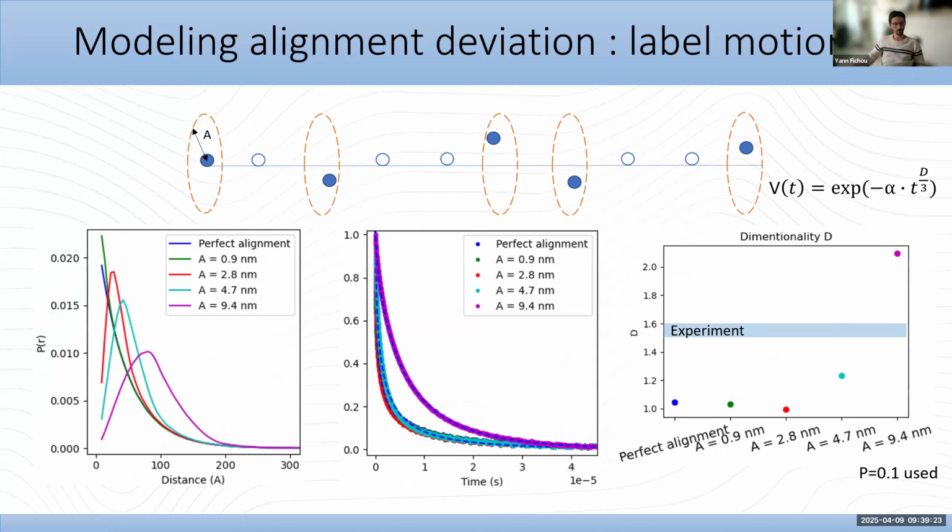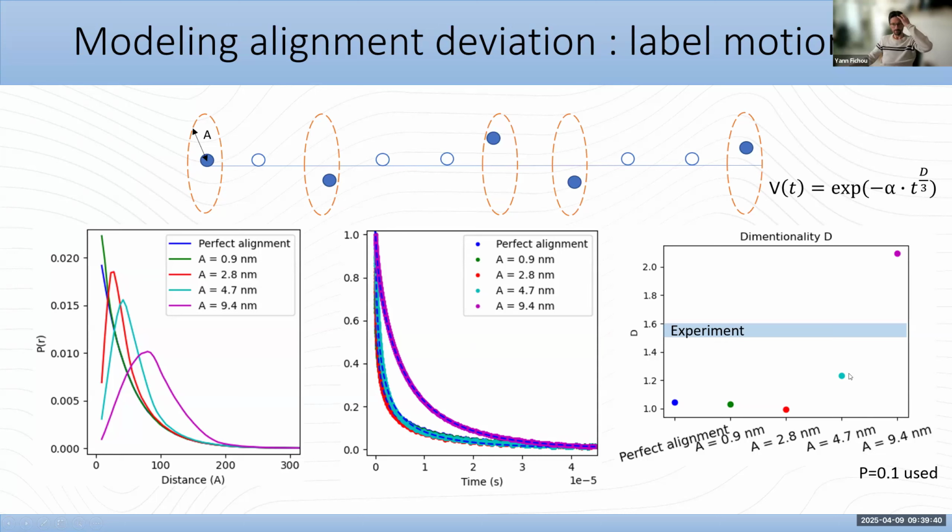And so this is what we do. You see the different amplitude of misalignment, and then we have the P of R. You see it actually changed quite drastically the shape of the P of R. And so this is the dipolar signal, and this is the fitting results.